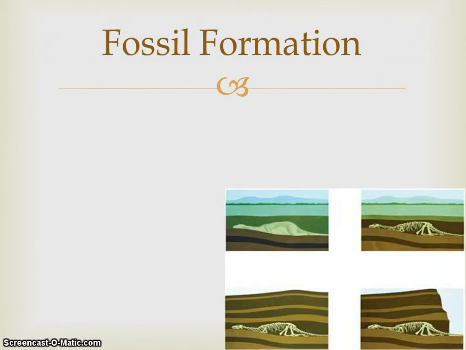The total number of species that have ever lived on Earth is estimated at as many as 4 billion species. But we have only discovered about 250,000 fossil species. That's only between 0.1 and 1% of all of the species that have ever lived. To understand why fossils are so rare, we have to look at how fossils form.